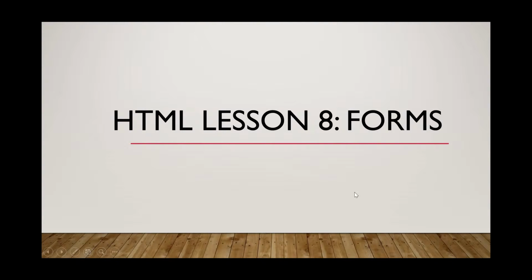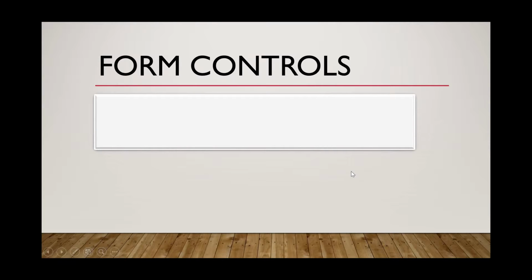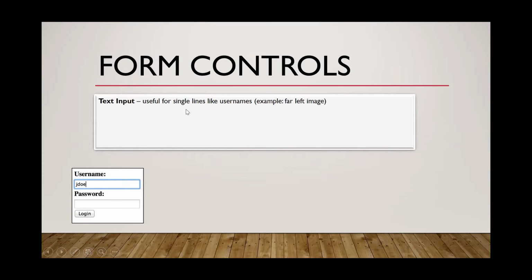Now, what are some examples of when you might use a form? Well, those are called form controls in HTML. Now, the first example is just a simple text input. It's useful for single lines like usernames, as you can see. And then also there's a password input. This is going to be just like the single line text, but it's going to hide the characters.